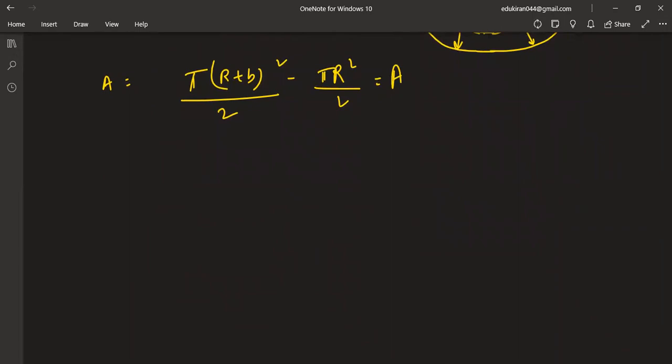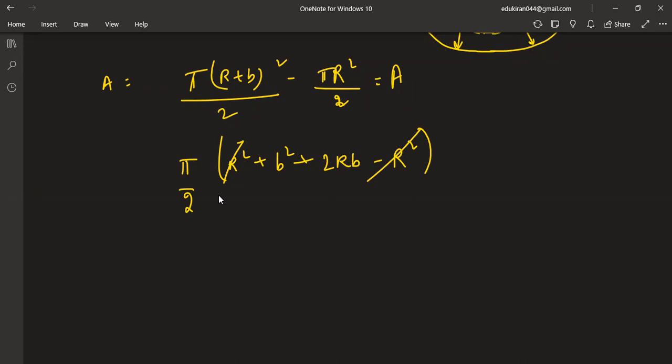Now, even if you expand it, (r + b) whole square becomes r square plus b square plus 2rb, and pi we have taken common. From here you have minus r square, and in the denominator also you have 2. R square will get cancelled. You have b square plus 2rb. Only this part will be left.